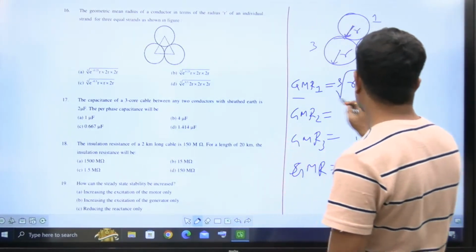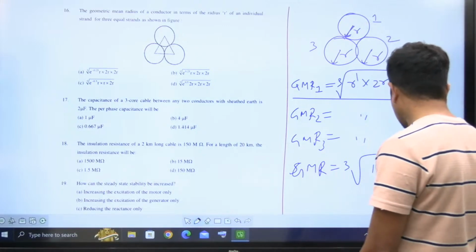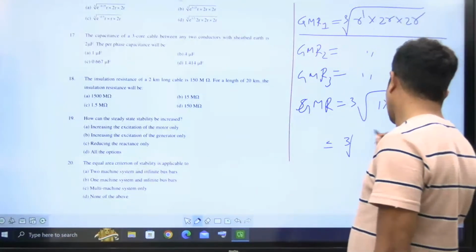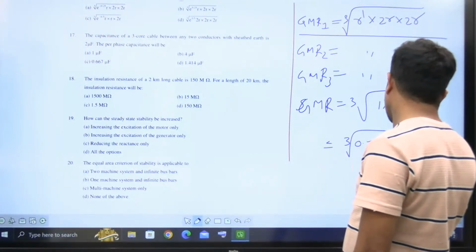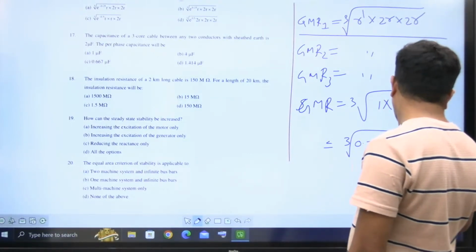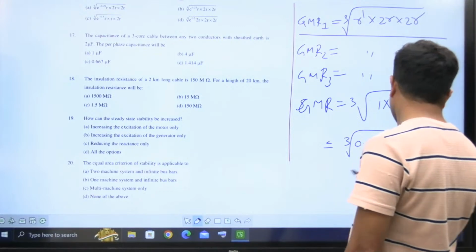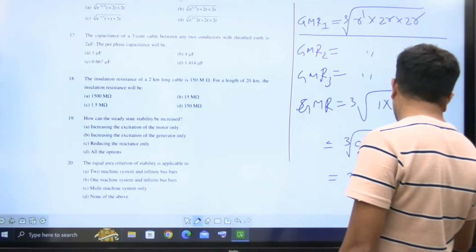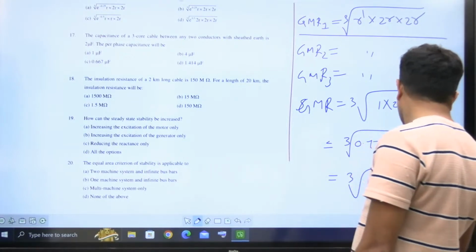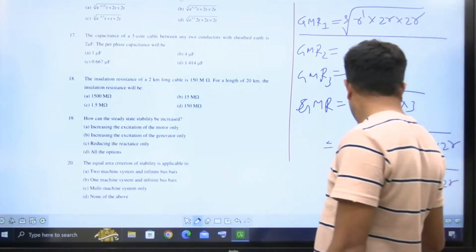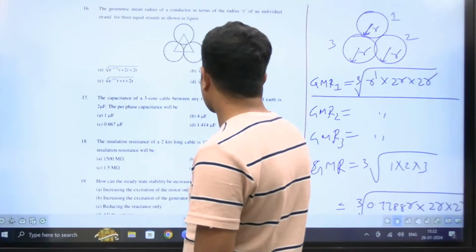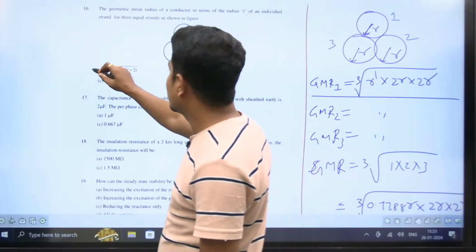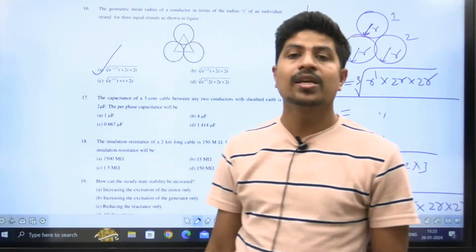So this is the entire answer. Let me write the entire answer here. The resultant answer is the cube root of 0.7788 r into 2r into 2r. But this 0.7788 r is nothing but e power minus 1 by 4 into r, into 2r into 2r. Minus 1 by 4 is nothing but minus 0.25. So tell me which option is suitable for us. For this question, the cube root of e power minus 0.25 r into 2r into 2r, Option A is perfectly suitable.